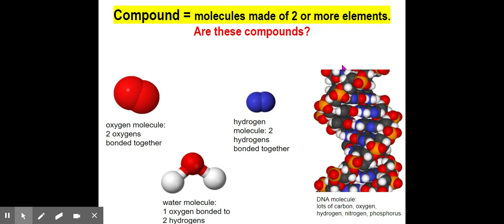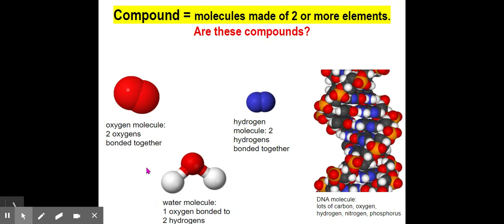Okay, a compound is a molecule that is made of two or more elements. So remember, a molecule is something made out of two or more atoms, but a compound is a molecule that has two or more elements. So the atoms are different from each other. Okay, so are these compounds? Let's look and see. Looking at this oxygen molecule, it's two oxygens bonded together. Is this a compound? Yes or no? No, it's not a compound because they're both the same. It's a molecule, but it's not a compound.